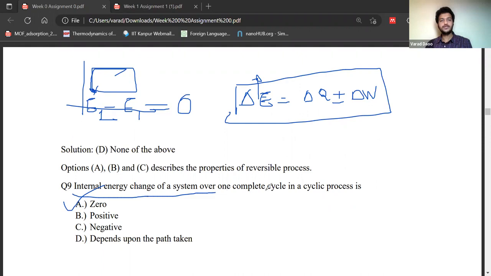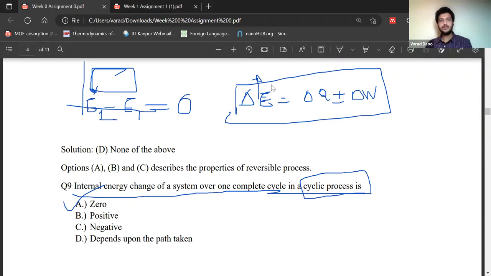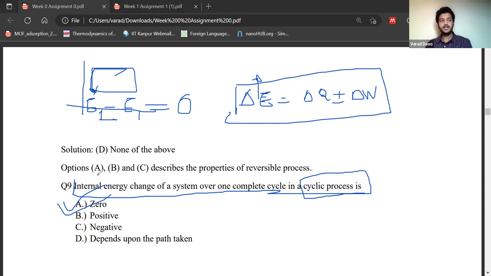So the internal energy change of a system over one complete cyclic process. The cyclic process is very important. So the correct answer is 0, because internal energy is a state function, which depends only on the initial and final state. Okay. So does anybody have any question?